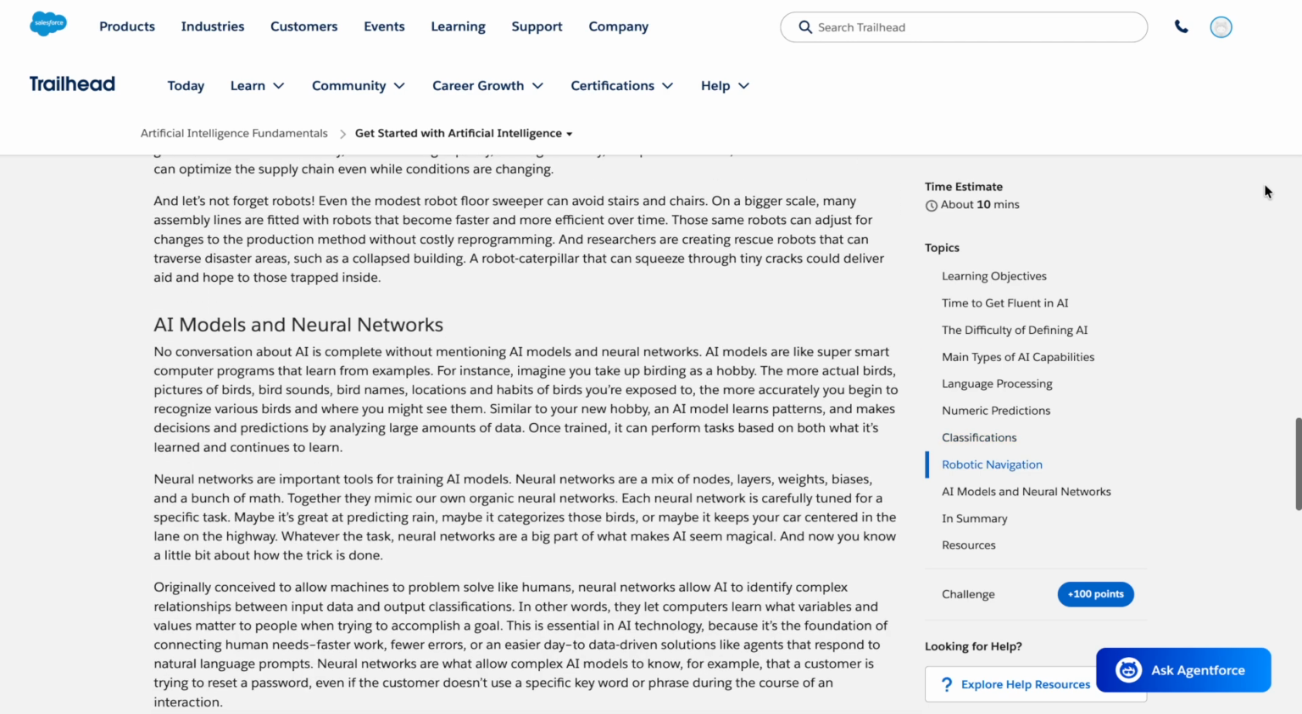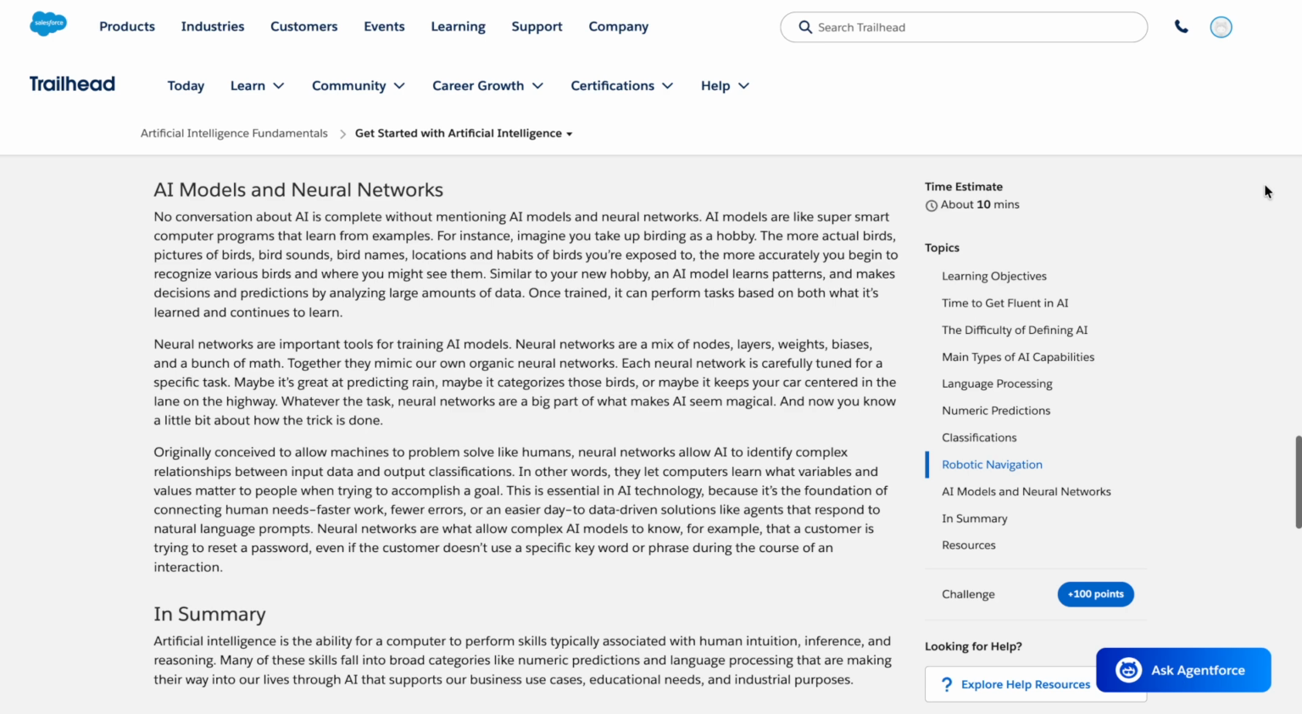AI models and neural networks. No conversation about AI is complete without mentioning AI models and neural networks. AI models are like super smart computer programs that learn from examples. For instance, imagine you take up birding as a hobby. The more actual birds, pictures of birds, bird sounds, bird names, locations, and habits of birds you're exposed to, the more accurately you begin to recognize various birds and where you might see them. Similar to your new hobby, an AI model learns patterns and makes decisions and predictions by analyzing large amounts of data. Once trained, it can perform tasks based on both what it's learned and continues to learn.